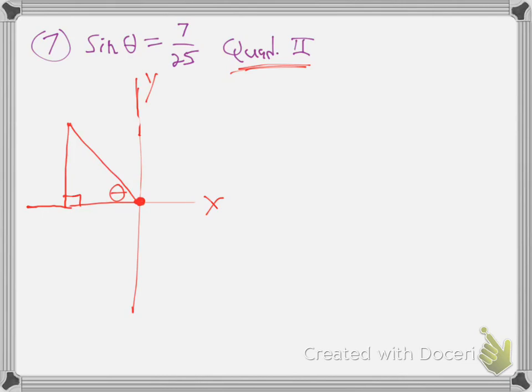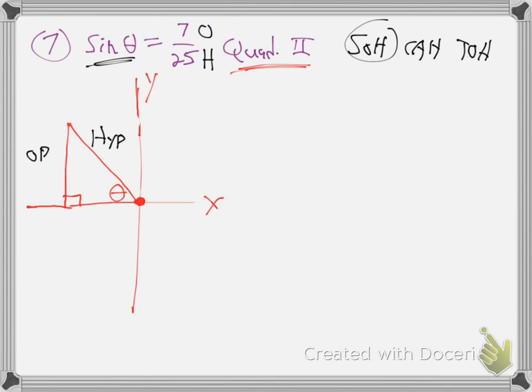Now, remember SOHCAHTOA. We're always using SOHCAHTOA. So this is sine, which means opposite over hypotenuse. From theta, this is the hypotenuse. This is the opposite side. This is the adjacent side, isn't it? So this is 7 over 25. See how I put the opposite and the hypotenuse in the triangle? Because that's what sine is, opposite over hypotenuse.